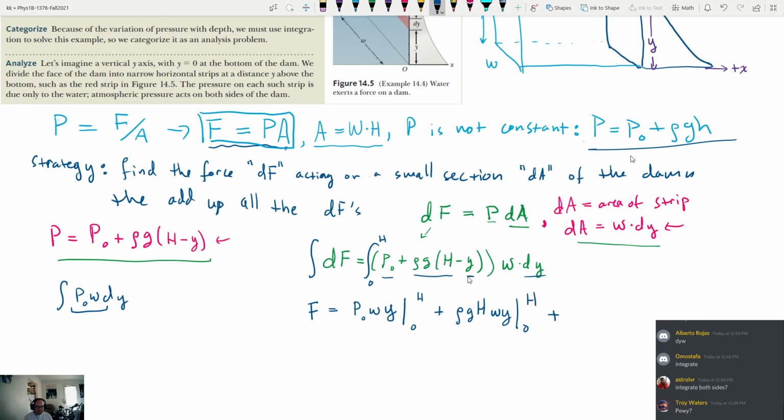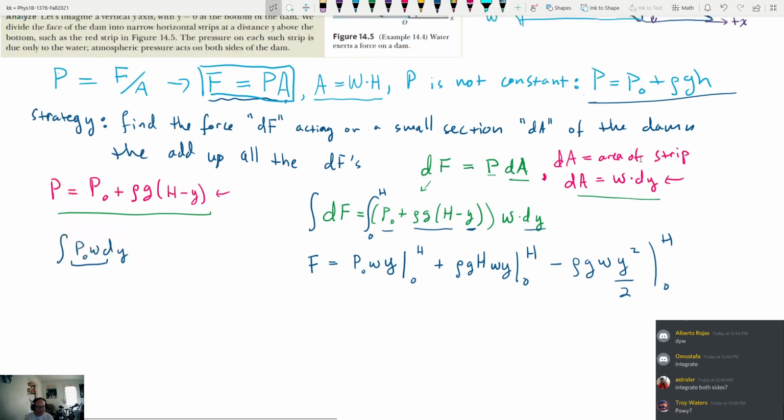Plus the last term, which has a negative sign in front of it. So we'll have minus. The last term is rho g y w, and there's a negative sign, but now there's a y dy. So when you integrate that, you're going to get y squared over 2, or 1/2 y squared from the power rule. So we're going to have negative rho g w y squared divided by 2. Also from 0 to H.